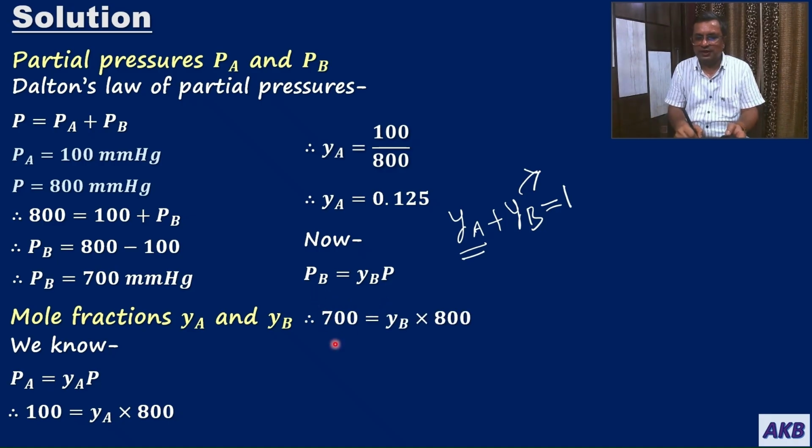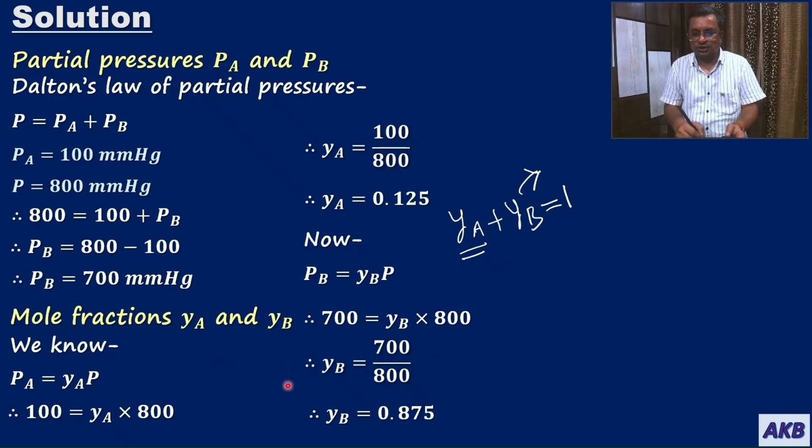So Pb is 700, we have got over here, we have to get Yb. So 700 is equal to Yb into 800. That is Yb is equal to 700 divided by 800. That gives us Yb as 0.875. And you'll get the same thing by using this equation. So in this way you get mole fractions of A and B in the vapor gas mixture. Let us continue. Let me first erase this.